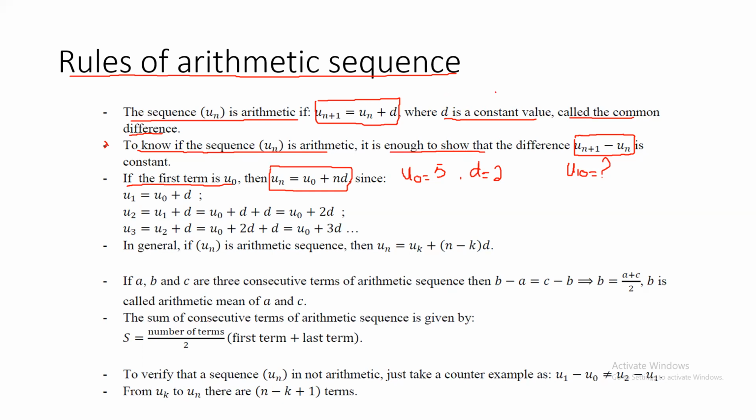So I will not list the terms to reach u_10. I can use this rule. u_10 equals u_0 plus 10d, which equals 5 plus 10 times 2, we get 25. It is not necessary to write all these.